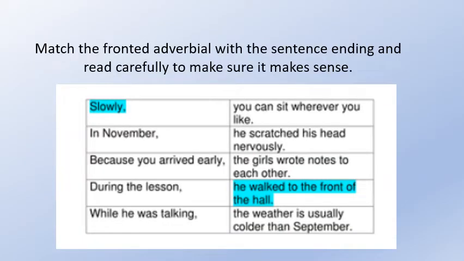And now for our little word activity. Here we have to match the fronted adverbial with the sentence endings and then read them carefully after you're done to make sure they make sense. I've done one for you. Slowly, comma, he walked to the front of the hall. I'm going to let you get on with the rest. So here's another pause point and off you go. Remember neat handwriting.